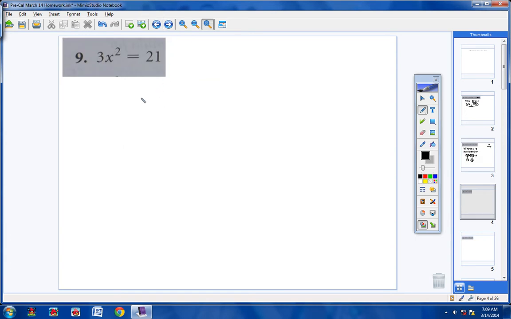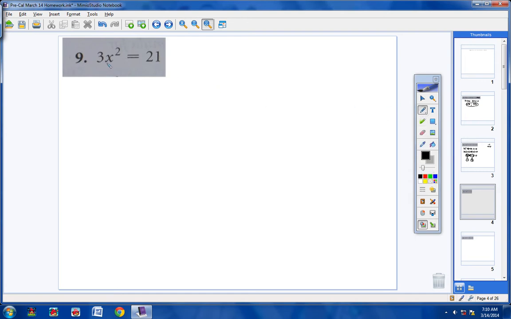Now on number 9, very quickly, I just want to show you something. You're welcome to factor this. Bring the 21 over and make it negative. Pull out a 3. And then take this group here and set it equal to 0 and solve. But I want to point out to you, there's really no need to do that.